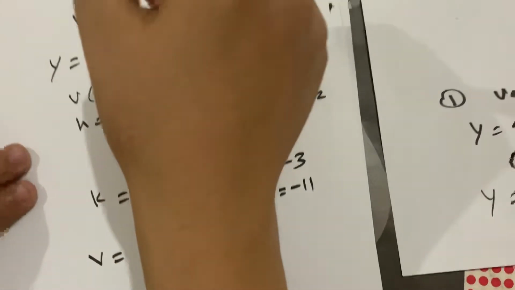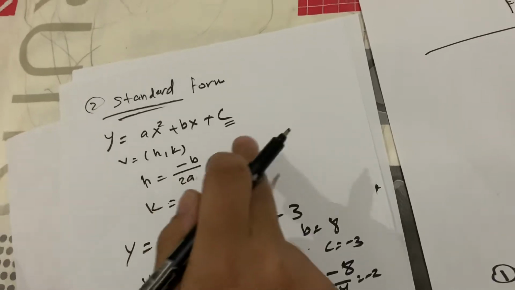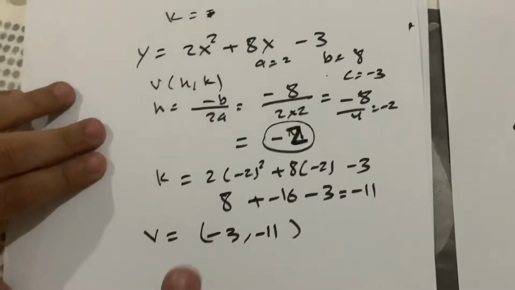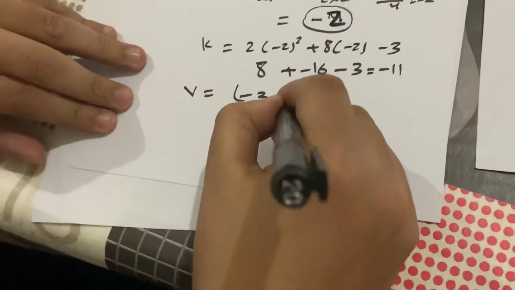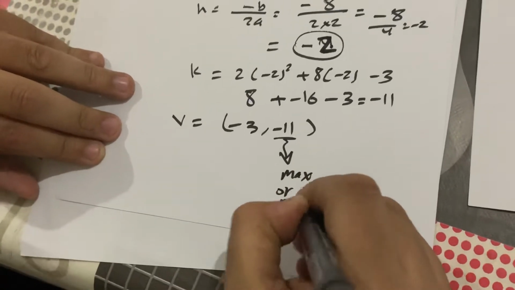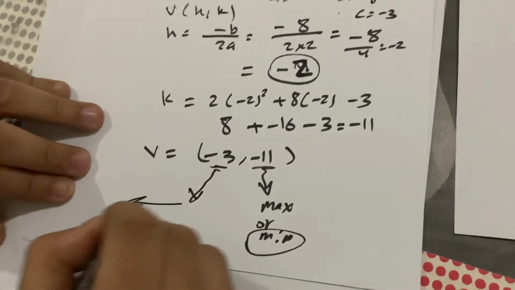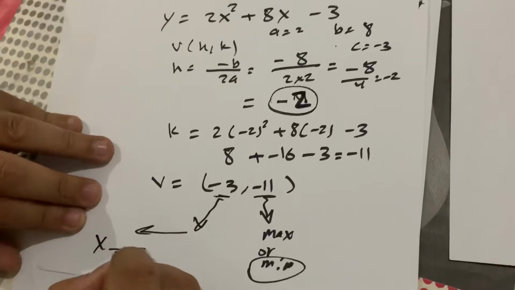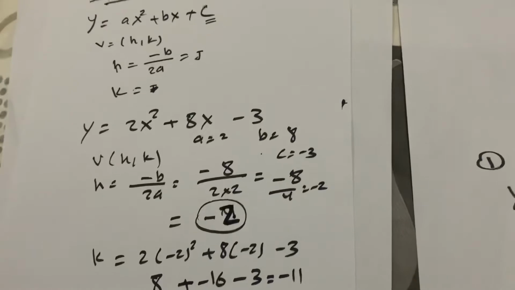In the standard form, I can find the vertex using the formula: the x coordinate of the vertex, h, equals negative b over 2a, and then find k by substituting the value of h in the original equation, and you will find, inshallah, the y coordinate of the vertex. Actually, the y coordinate, if you remember, is a maximum value or minimum value. In this case, it will be minimum. And with h, I can identify the equation of the axis of symmetry: x equals negative 2. This is the equation of the axis of symmetry of this quadratic function.